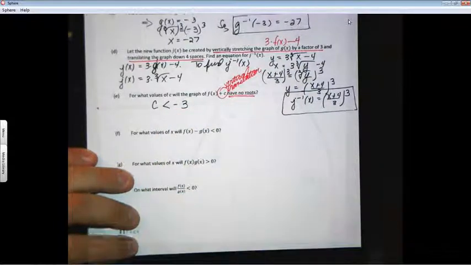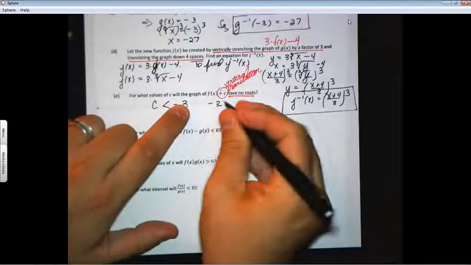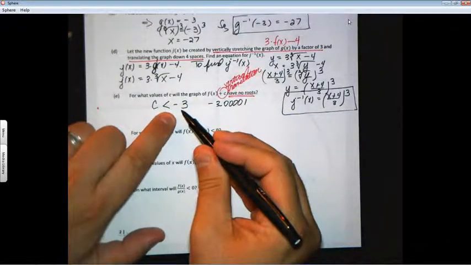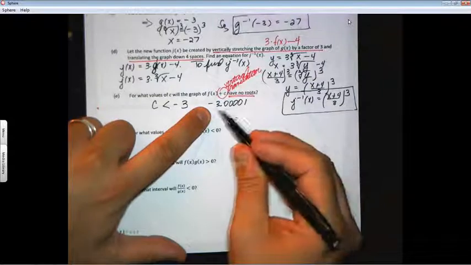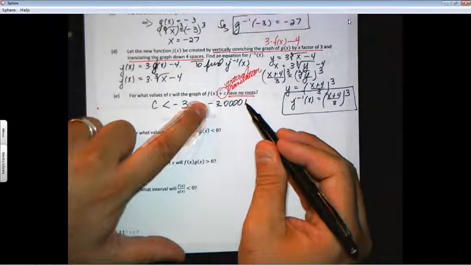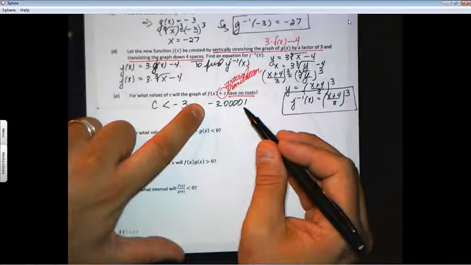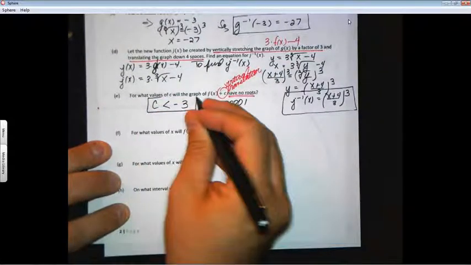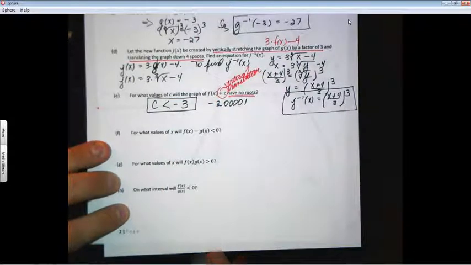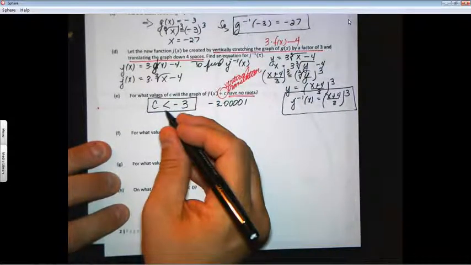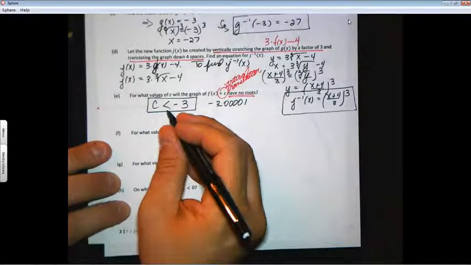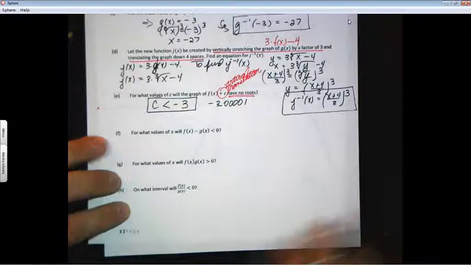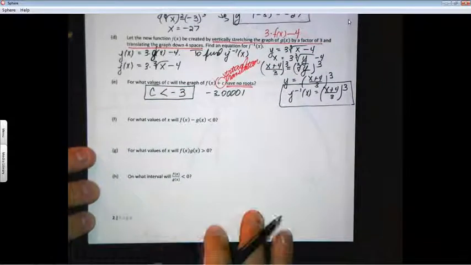Well, what if I shift the graph down 3 spaces? Then my vertex is on the x-axis, and that gives me just one root. But since we want no roots, we need to shift the graph down at the very least a little bit more than 3 spaces. So since we are shifting down, what we need is for the c value to be less than -3.